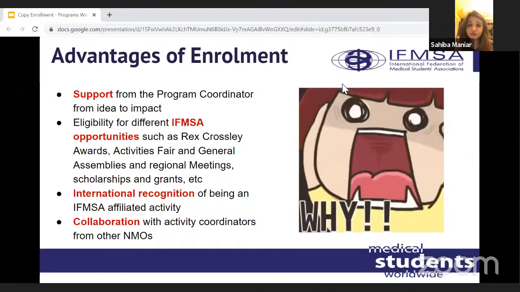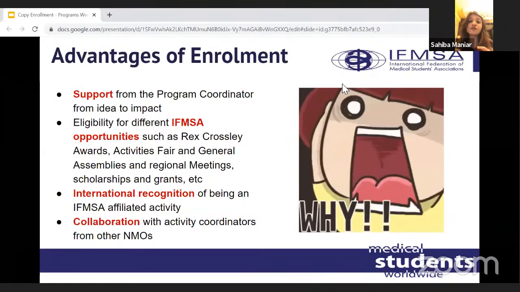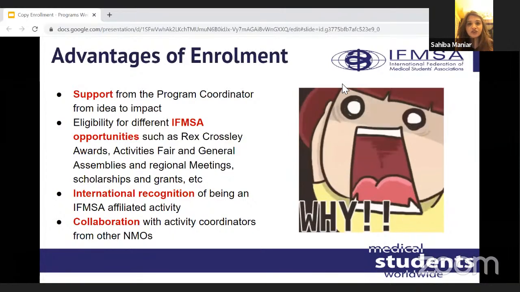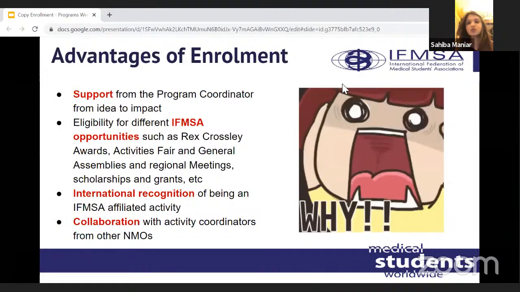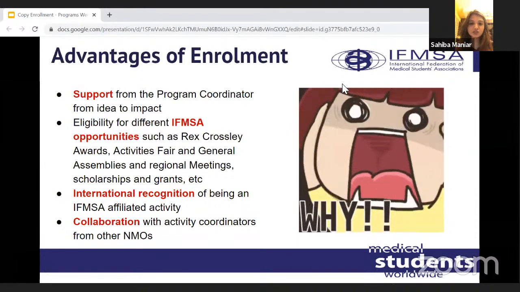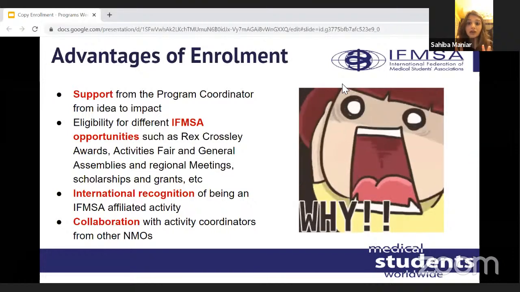So if you enroll in IFMSA programs, you become eligible to apply in the activities fair or the Rex Crossley. And hence that's why we get a lot of enrollments in January. So you also get something called international recognition. And what exactly does the international recognition come with?